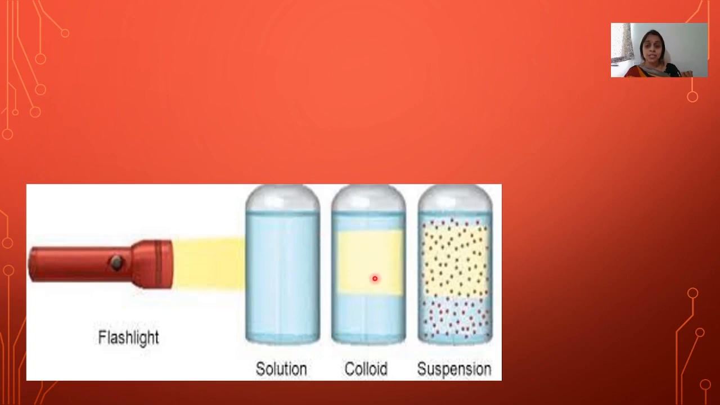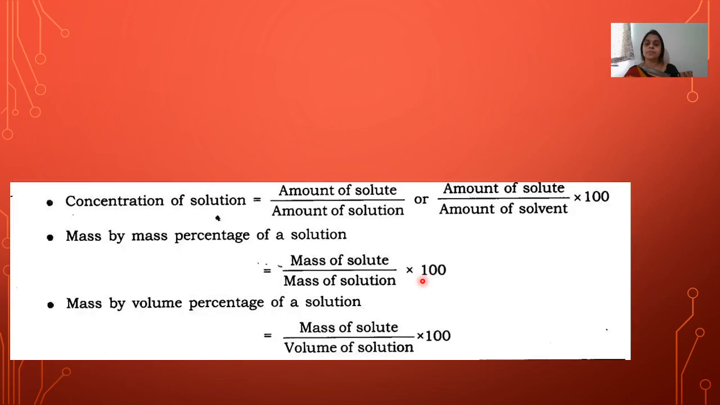In colloids, you can see the scattering. The path is visible, and in case of suspension also you can see, because the particle size will be much greater compared to solutions. So these are the things. Based on this, you have to substitute and solve the problems.